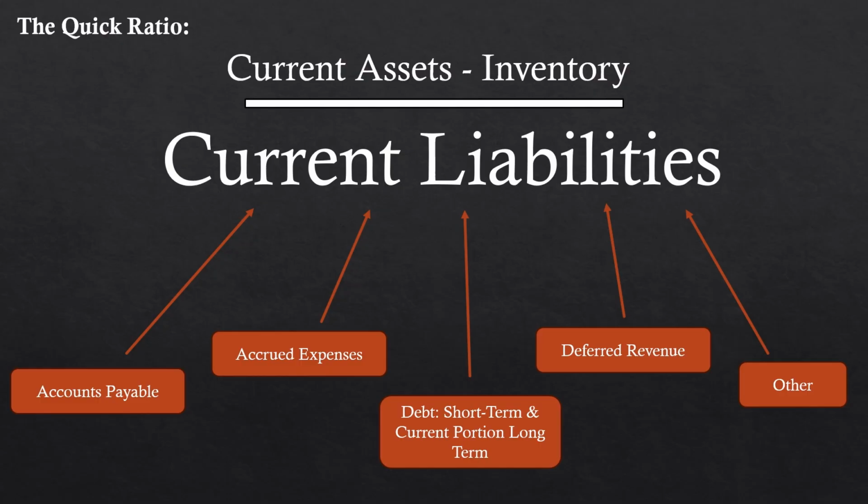You have your current assets minus inventory divided by your current liabilities. Current liabilities can be made up of several categories such as accounts payable, accrued expenses, debt, deferred revenue, etc. Long story short, it is money that the company must pay within a year.